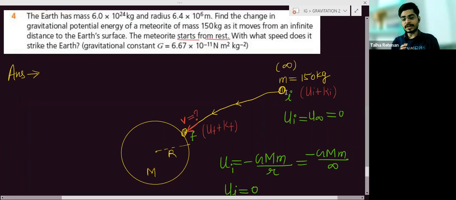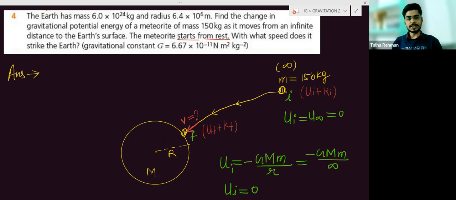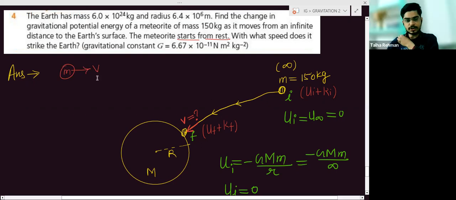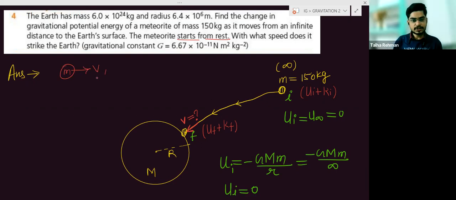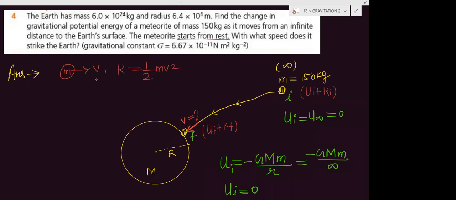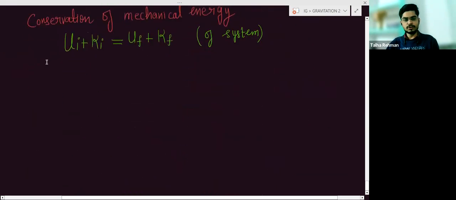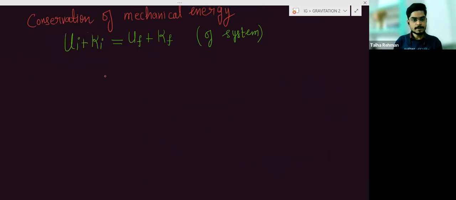Do you know the formula of the kinetic energy? If a mass m is moving with velocity v or speed v, what is the kinetic energy? The kinetic energy will be half mv square. So if v is 0 here, then the initial kinetic energy is 0, and the initial potential energy is also 0.